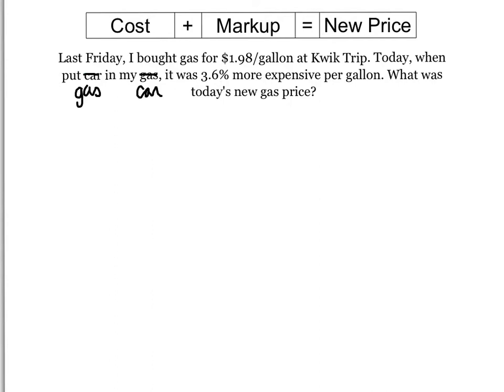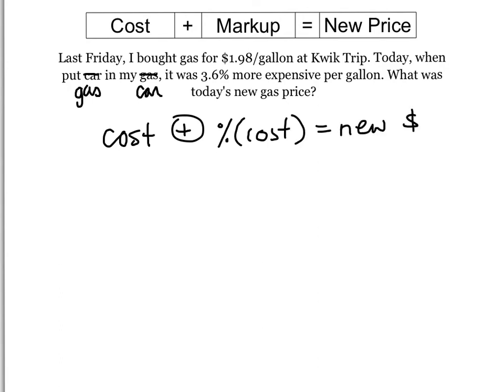Our first story problem dealing with markups is the following. Last Friday, I bought gas for $1.98 per gallon at QuikTrip. Today, when I put gas in my car, it was 3.6% more expensive per gallon. What was today's new gas price? Just like we have up at the top, remember, it's the cost plus our markup. And remember, markup is the percentage increase times initial cost. And that will equal our new price.